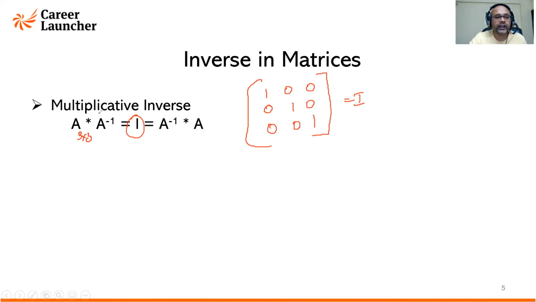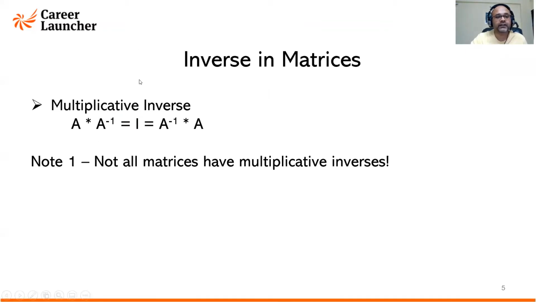So we have to find this A power minus 1 in such a way that when these two get multiplied, the result is identity for 3 by 3. Now there are a few properties about inverse matrices. The first property is, as I said, only square matrices will be having inverses, which obviously means all matrices do not have multiplicative inverse. Non-square matrices obviously will not have inverse. Even in square matrix, not all of them will be having multiplicative inverse.